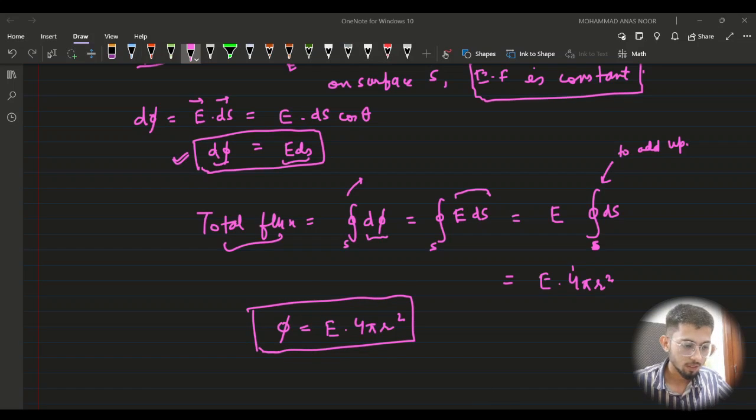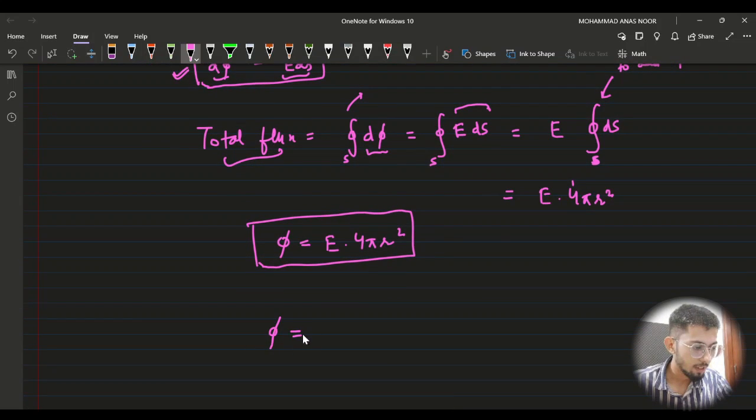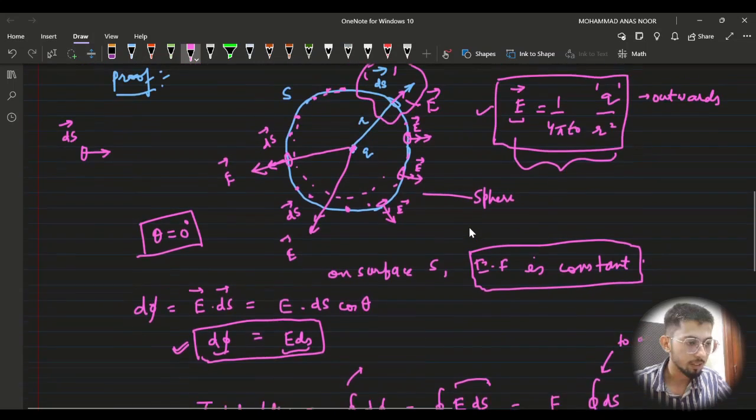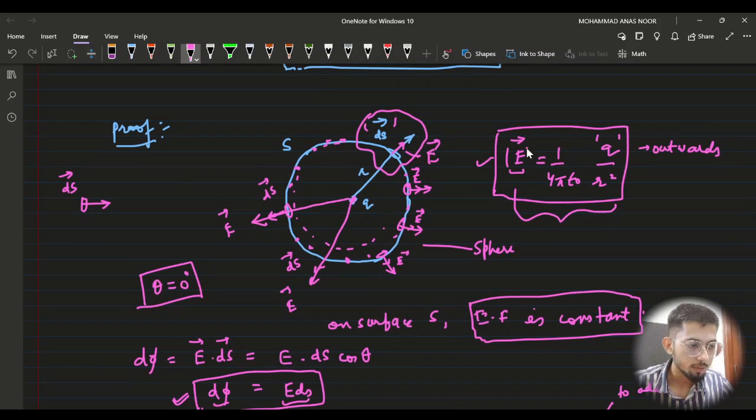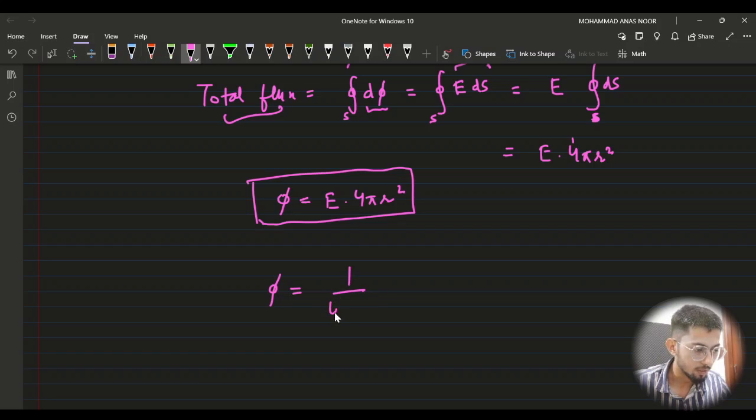Like you substitute E with... Yeah, very good. So we will substitute the value of E which we found earlier. In fact, you can find its magnitude also. Then there will be no vector here, right? So E magnitude is 1 by 4 pi epsilon naught q by r square. So let's just do that.